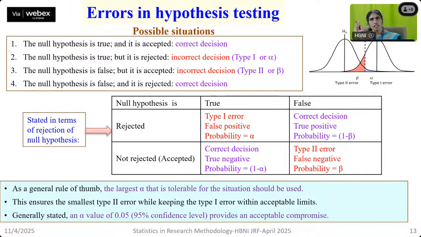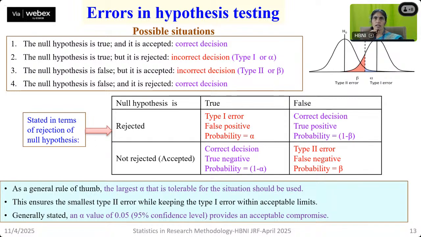The unshaded portion of the right hand side curve corresponds to the correct decision of accepting that the null hypothesis is false, that population H1 is different from population H2. So in the curve on the right hand side, the unshaded portions correspond to the correct decision, and the blue shaded portion corresponds to the incorrect decision of false positive. The red shaded portion corresponds to false negative, type 2 or beta error.